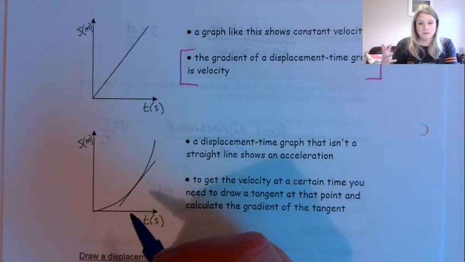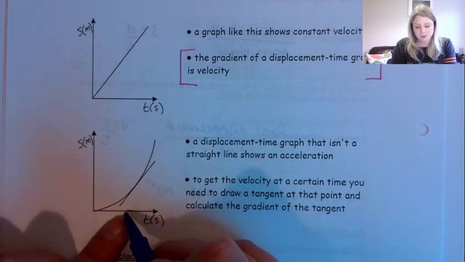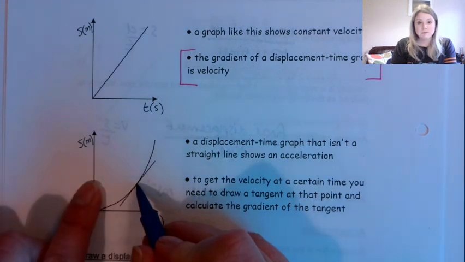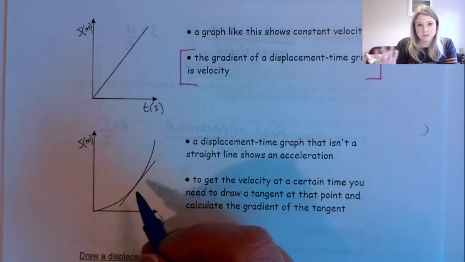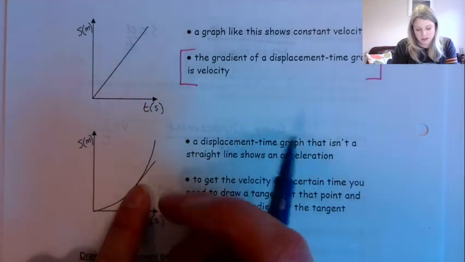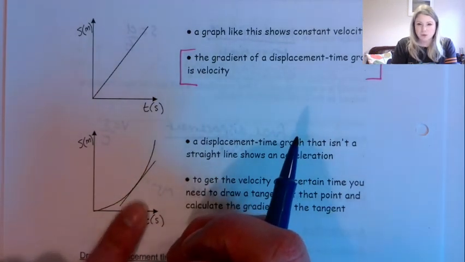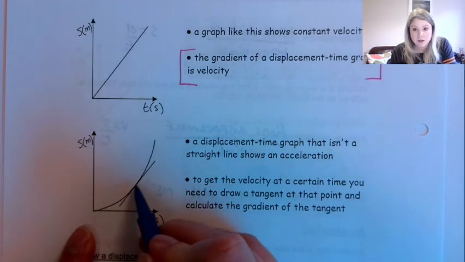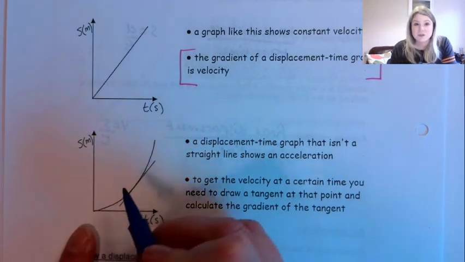The most common mistake that people will make is they will go to 4 seconds. So let's say it's here, right? They'll go up, they'll read off the displacement, and they'll do velocity is displacement divided by time, or speed equals distance over time. But that's wrong, because that would be working out as if this had been traveling at a constant speed, so as if that was a straight line.